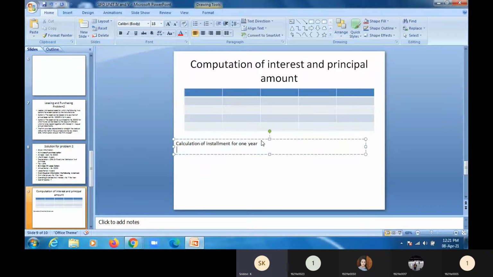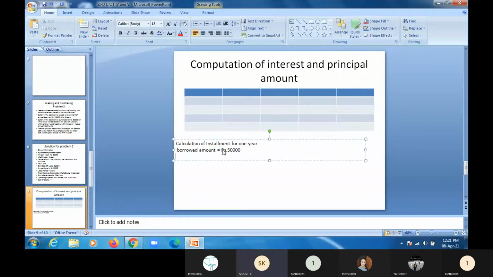So we will treat it as what? 50,000 is borrowed. The borrowed amount is equal to 50,000 rupees. And interest rate is equal to 12%. So this is already given.